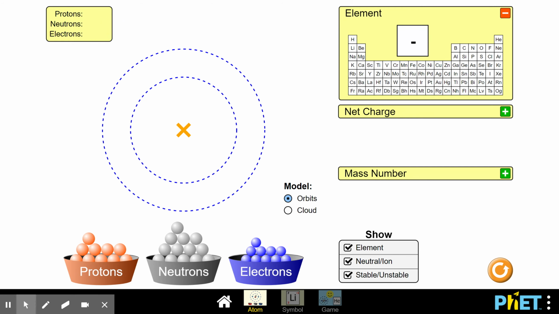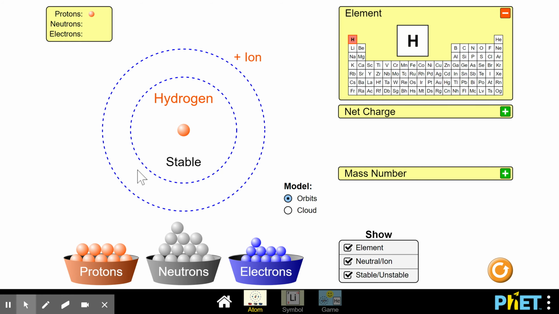Isotopes are two atoms of the same element that have a different number of neutrons. Let me say that again. It's two atoms of the same element that have a different number of neutrons. So let's give you an example really quick here.